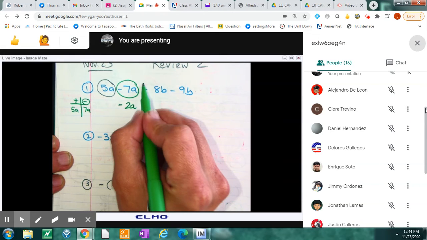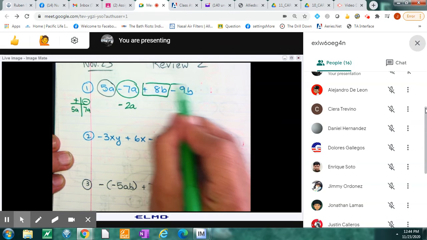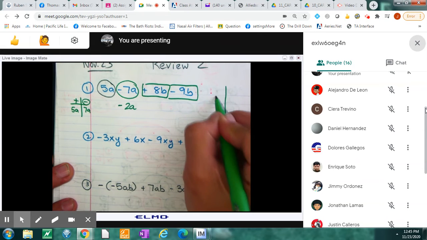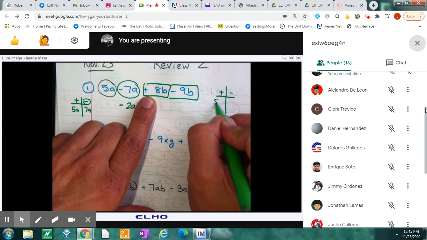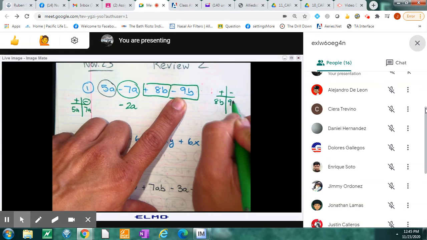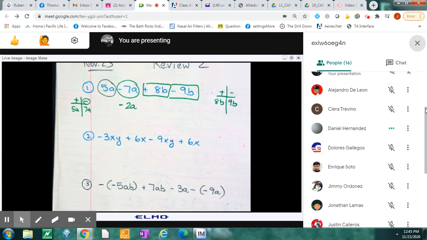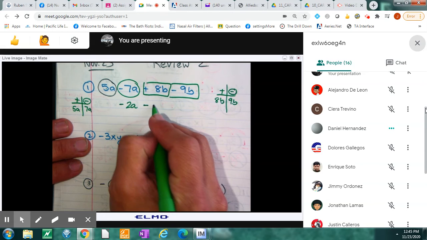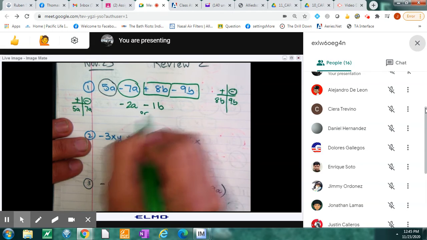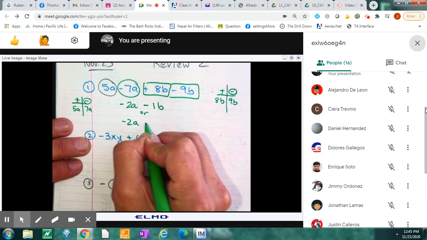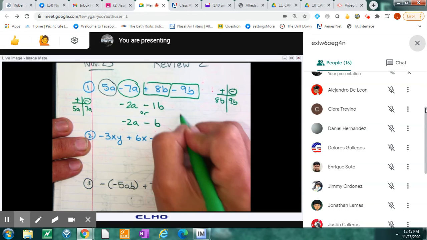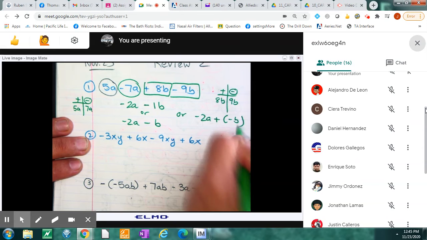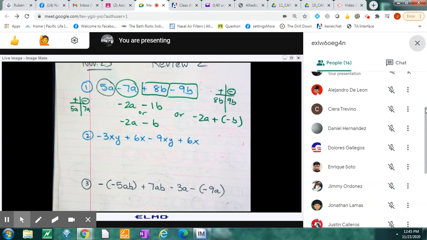The next one is 8B. So obviously I'm going to combine that with the negative 9B. Okay. So Daniel Hernandez, if I have positive 8B and a negative 9B, which one has more, the positive or the negative? The negative. By how many? 1. So I'm going to put negative 1B, or you could put negative 2A minus B, or you could put negative 2A plus negative B. It's the same thing. So whichever way you wrote it, that's fine.